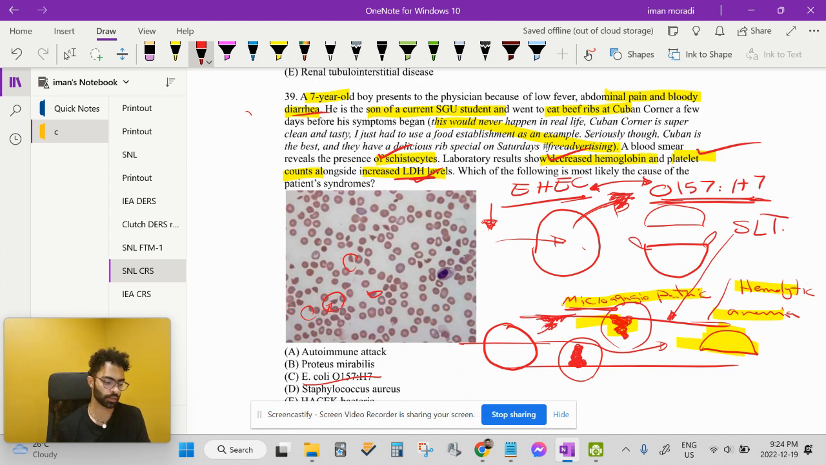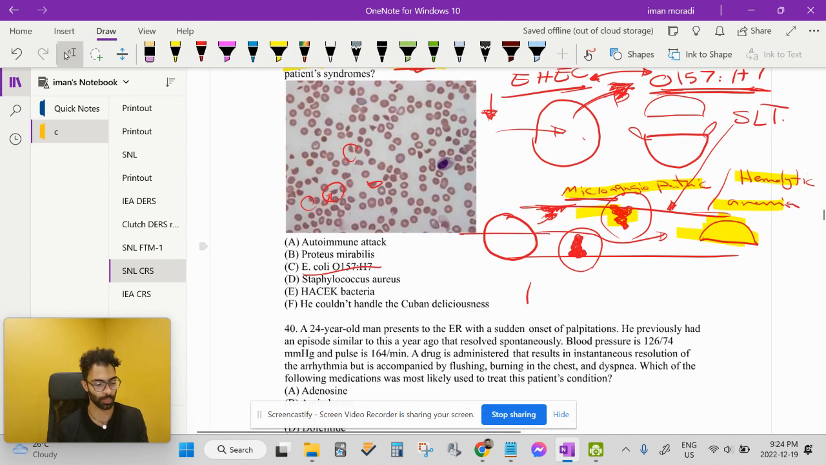Another situation where this happens is called TTP, thrombotic thrombocytopenic purpura, right?